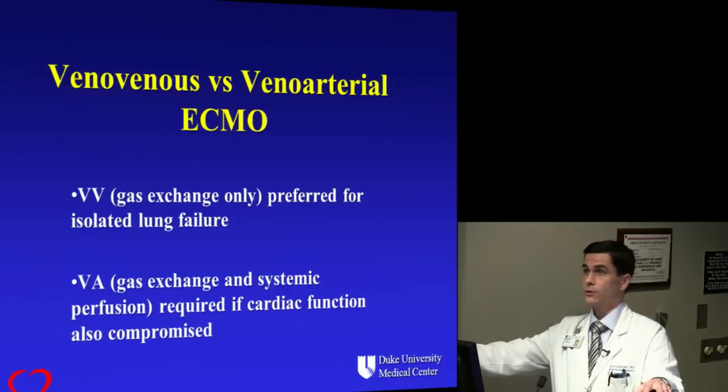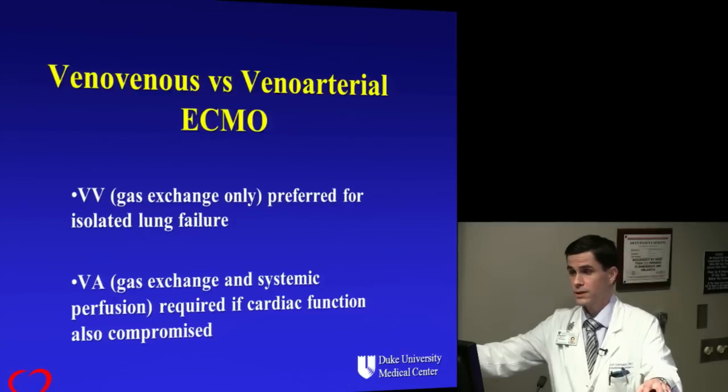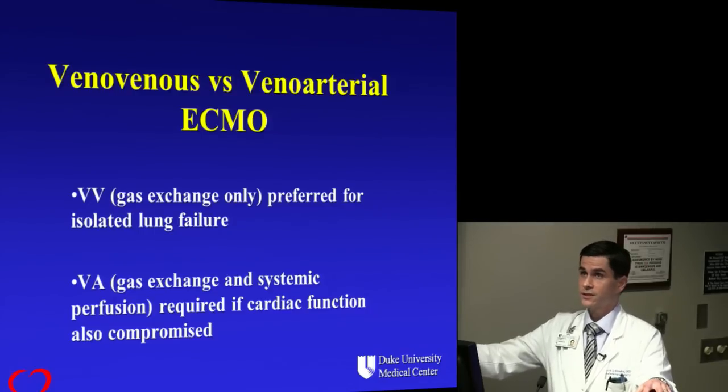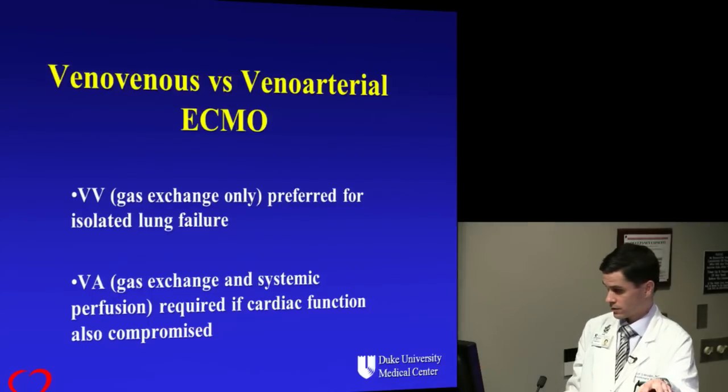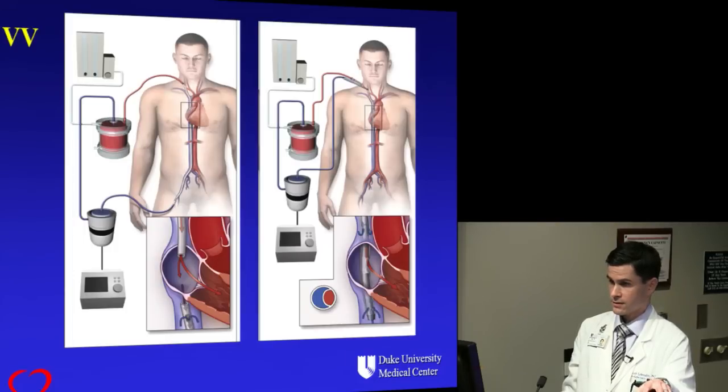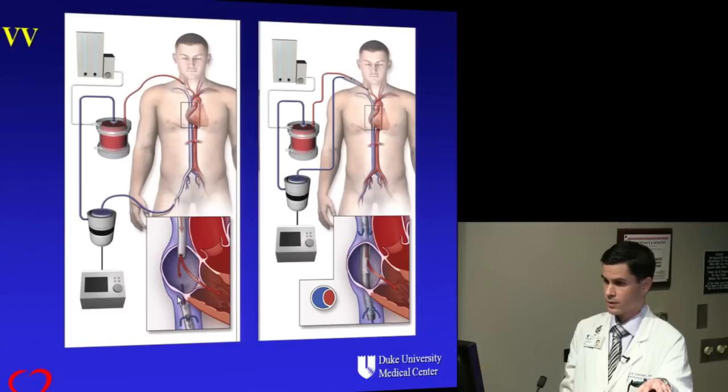There are two configurations for ECMO: veno-venous and veno-arterial. Veno-venous is for gas exchange only, for primary pulmonary failure, and veno-arterial is for gas exchange and systemic perfusion if there is also cardiogenic compromise. This is a diagram of veno-venous, or two diagrams. This is essentially the older way we used to cannulate. Dual cannulation: you put a cannula in the right common femoral vein, which extends up to the junction of the SVC and the right atrium. It draws the blood out, goes to the pump, to the oxygenator, and back through a right internal jugular cannula.